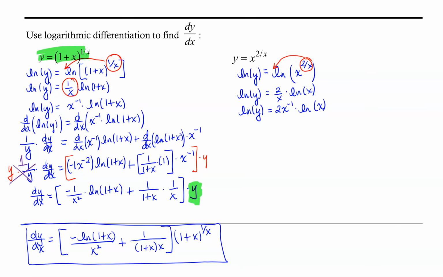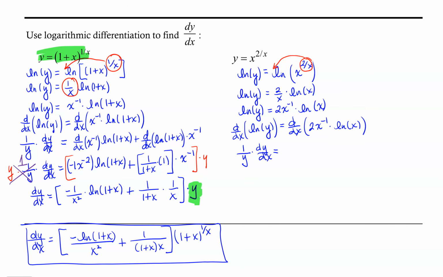At this point, we're ready to find our derivative. So we're going to use implicit differentiation, and we'll take the derivative with respect to x on the left side of the equation. So derivative with respect to x of natural log of y equals the derivative with respect to x of 2x to the negative 1 power times the natural log of x. And on the left-hand side, our derivative of the natural log of y is going to give us 1 over y times dy/dx by the chain rule.